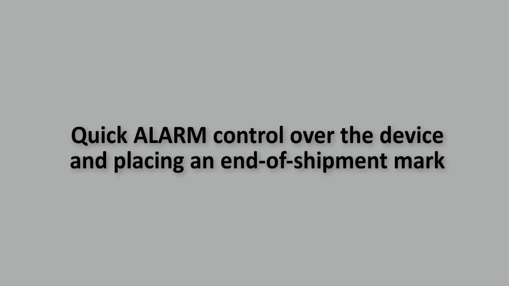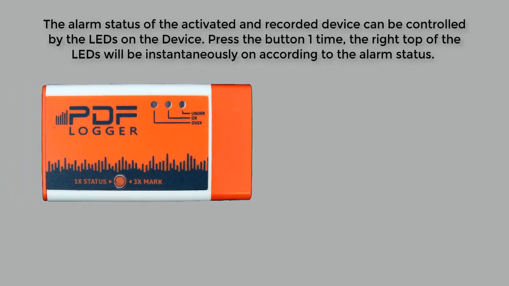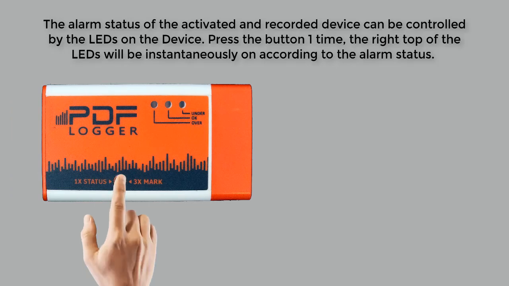Quick alarm control over the device and placing an end of shipment mark. The alarm status of the activated and recorded device can be controlled by the LEDs on the device. Press the button 1 time, the right top of the LEDs will be instantaneously on according to the alarm status.